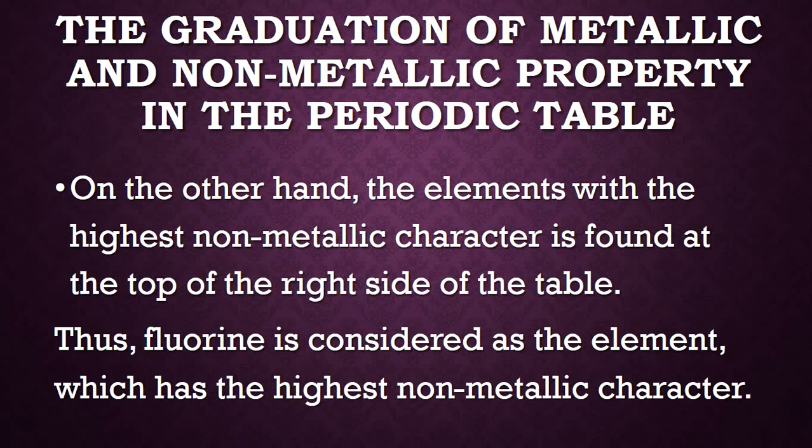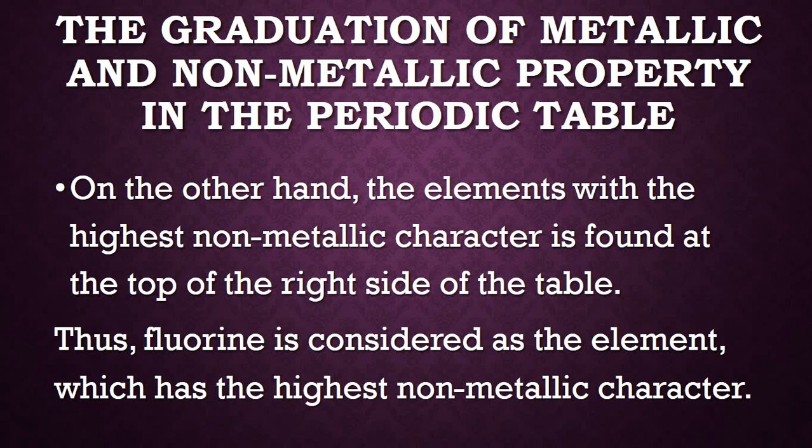On the other hand, the elements with the highest non-metallic character is found at the top of the right side of the table. The non-metallic character decreases as we go down the group, and that's also attributed to the increase in the atomic size and the decrease in the effective nuclear charge.